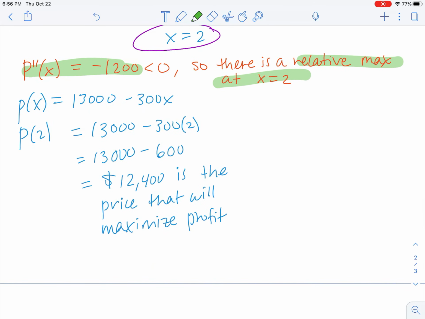So the question asks, what price does the dealer need to ask for each car in order to maximize profit? So we take x equals 2 and we plug it into the price function that we made. So our price function was 13,000 minus 300x. We plug a 2 in for x. Negative 300 times 2, negative 600, and 13,000 minus 600 is 12,400. So that is the price that will maximize profit.